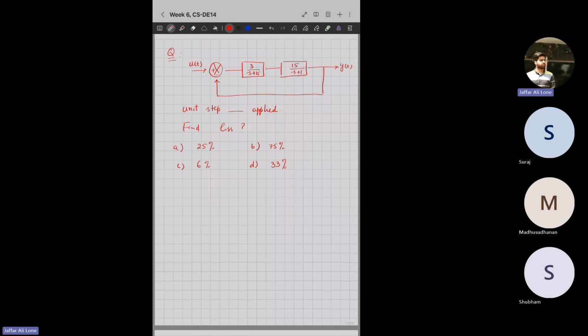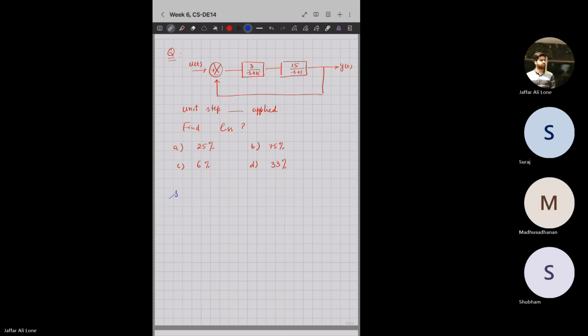Anyone? Suraj has solved it. 0.25. It means 25%. Anybody else? Shubham? Should I solve it? Very simple, actually.